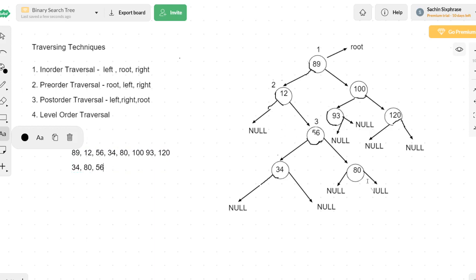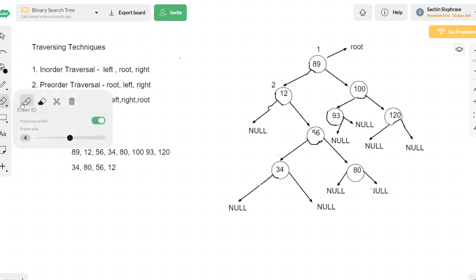Now left, right, root is completed for 56. So we need to move back from 56 to the previous one. Coming to this node, left completed, right completed, root is still pending. Root means 12. So 12 will be printed now. 12 printed. Now for this node having data 12, left, right, root are all completed. So you can go back to the previous node, which is the root node.